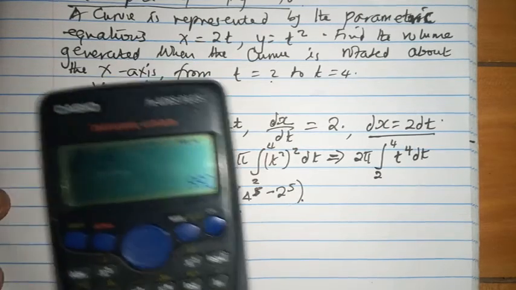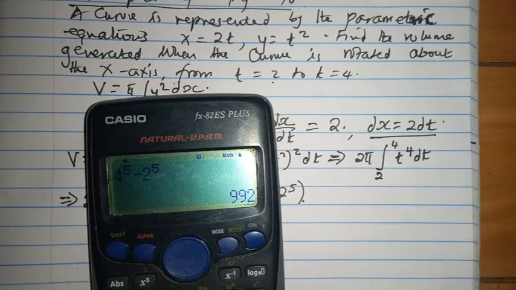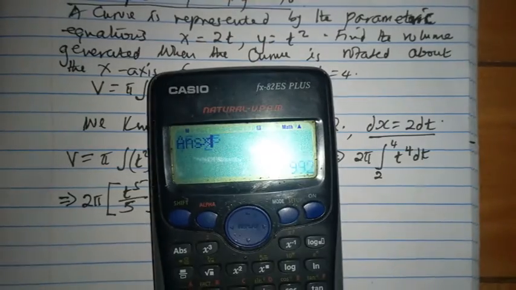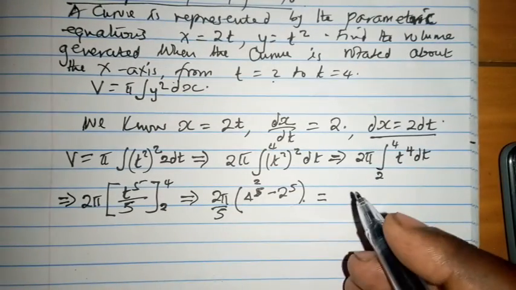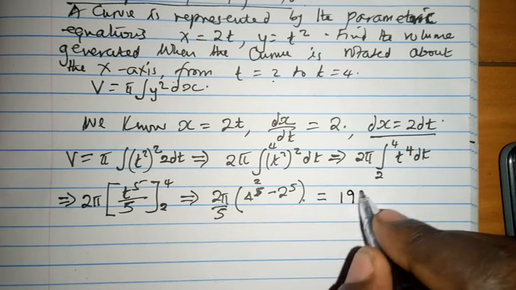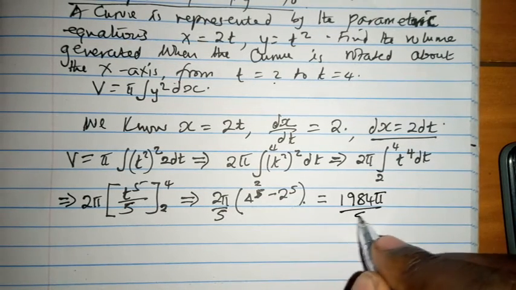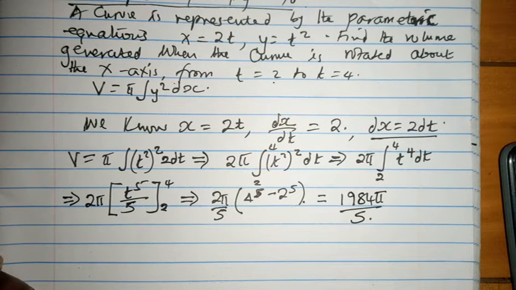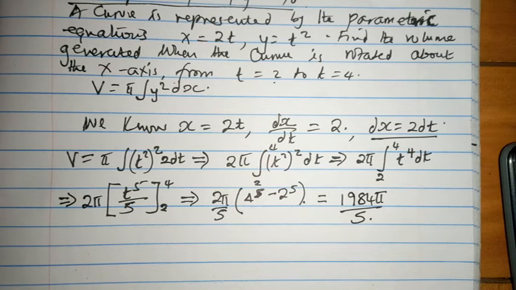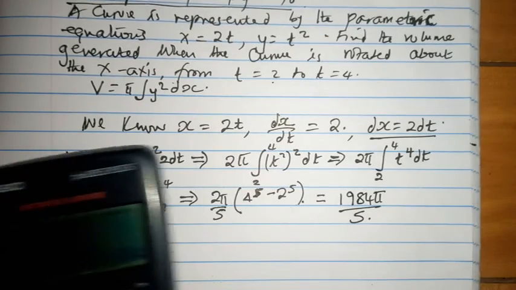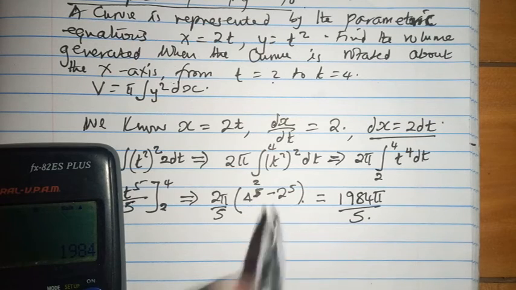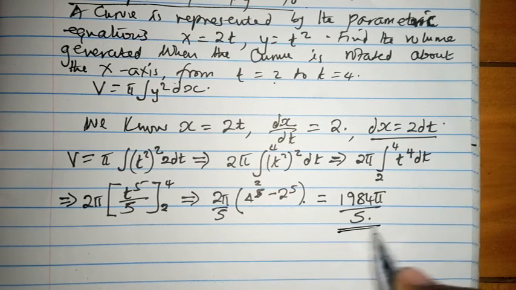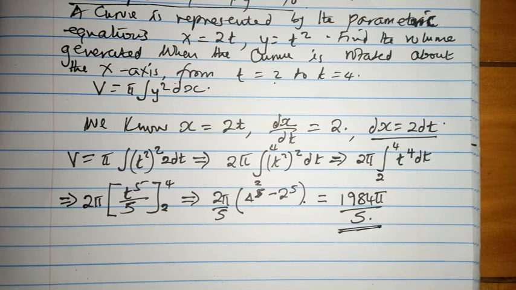It's 992, times 2 pi, which is now times 2, we have 1984. It's going to be 1984 pi, everything over 5. 1984 pi everything divided by 5. And that is just like it. We would have also worked with 5 under each one of these, but it's as easy as that. So that is the end of the story.